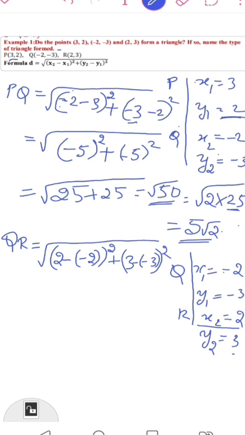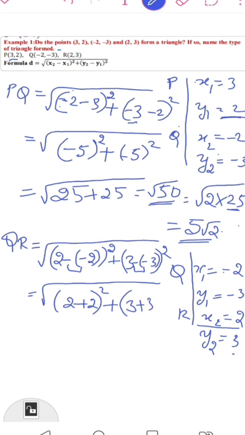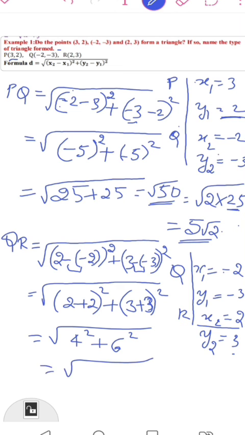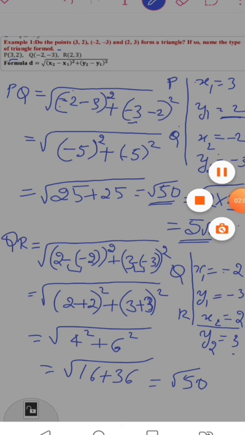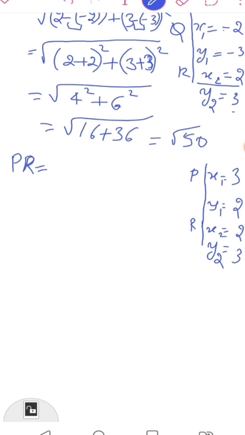Okay, important. Now simplify: 2 minus into minus becomes plus, here minus into minus becomes plus, so it's 2 whole square. Here also 3, minus into minus becomes plus, 3 square. Okay, now simplify: 2 plus 2 is 4 square, here 3 plus 3 is 6 square. Now simplify, that's 16 plus 36, which is equal to square root of 50. In a similar way, we have to find PR.